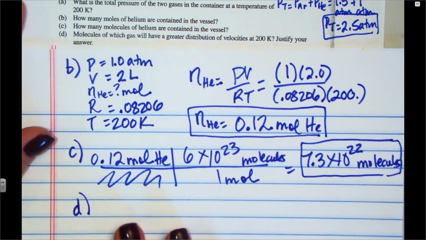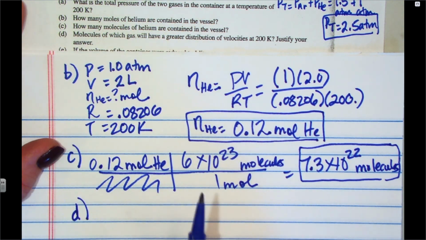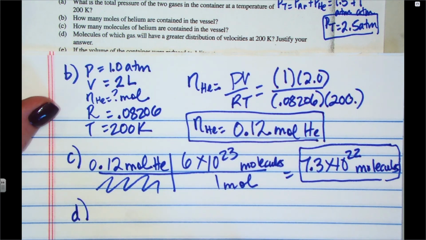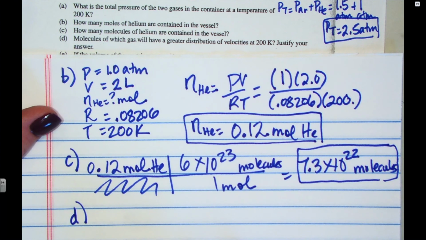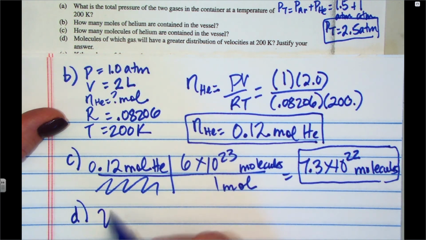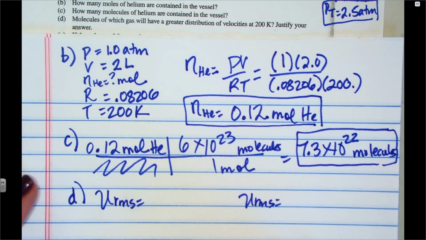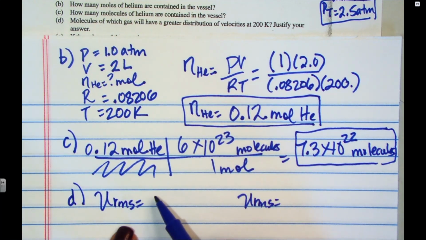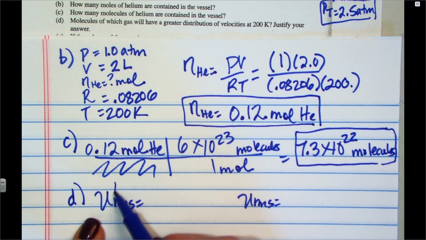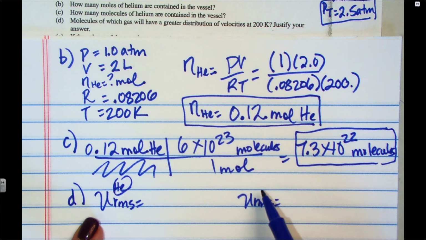All right, D. Molecules of which gas will have a greater distribution of velocities at 200 Kelvin? So you think about the velocity. We talked about root mean square velocity. You can kind of look at that, and you could also think in terms of Graham's law. They're both at the same temperature. But if you do the Erms equation, the root mean square velocity for, I'll do the helium, and then, of course, I'll take a look at the argon.